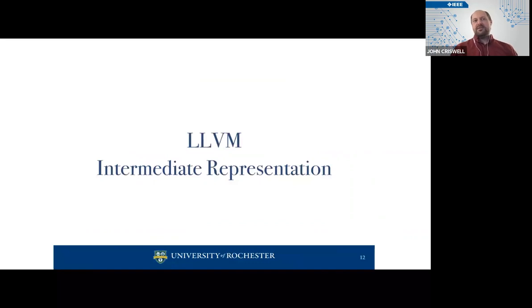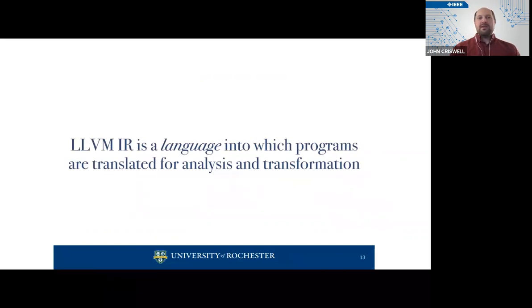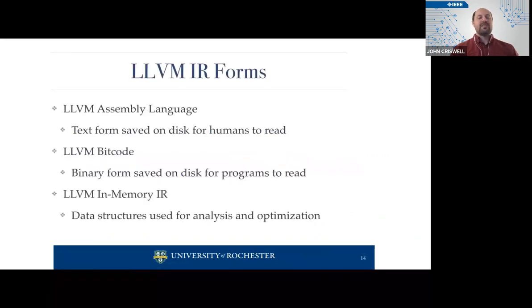Let's look at the LLVM intermediate representation, LLVM IR, that I keep talking about. LLVM IR is a language into which programs are translated for analysis and transformation. Now, LLVM IR comes in three different flavors. You have LLVM assembly language, which is a text form saved on persistent storage on disk, for example, for humans to read. Right? So LLVM assembly language is a text form readable by us mere human beings. The LLVM bitcode form is a binary form saved on persistent storage, for programs to read.